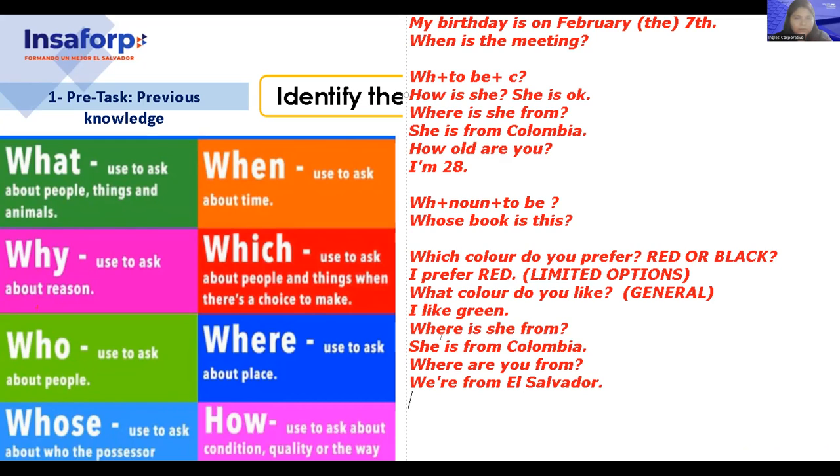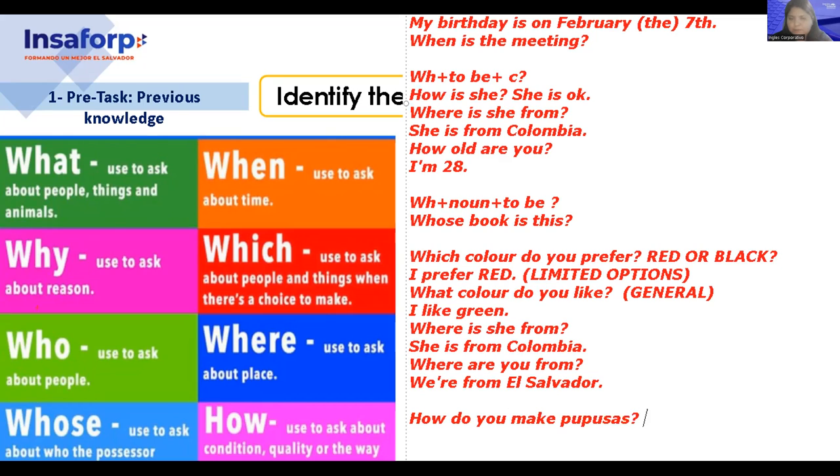And how is used to ask about condition, quality, or the way. Ahí tenemos how, que nos pregunta acerca de condiciones, como por ejemplo, el caso que teníamos acá arriba, ¿verdad? Un estado. ¿Cómo se encuentra ella? How is she? ¿Cómo está ella? She is okay. She is sick. Está enferma. También podemos preguntar acerca de calidad o la forma, cómo se realiza algo. Puede ser un proceso.